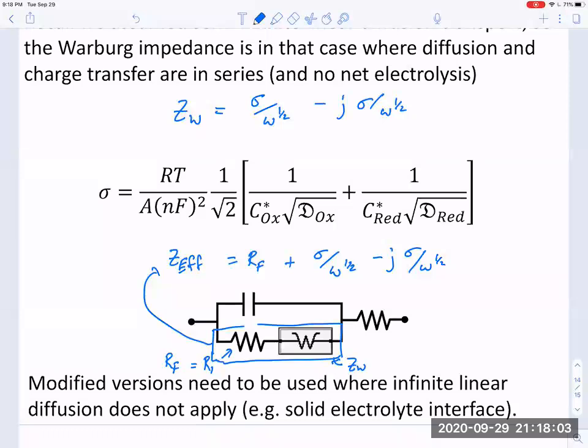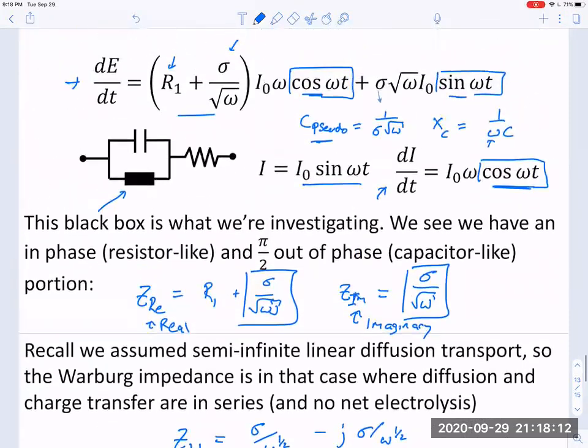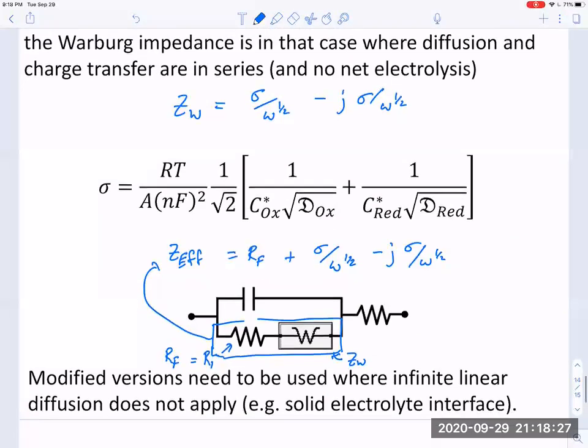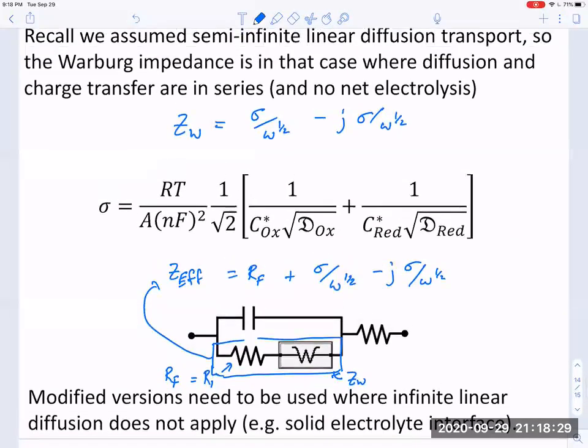Modified versions need to be used whenever you're not in infinite linear diffusion conditions. There's a lot of examples like that, and we'll talk about a couple of those in lecture 9. Just a reminder, I think this was tricky for people, why this is switching over. Remember, when we're thinking about this out of phase portion, there's a capacitance term here, a frequency term, that's going to cause that switch essentially. Okay, so that's the derivation of this. If there are further questions, either let me know, or some of the details will be in Bard and Faulkner. But I'll shut this down now and post this.